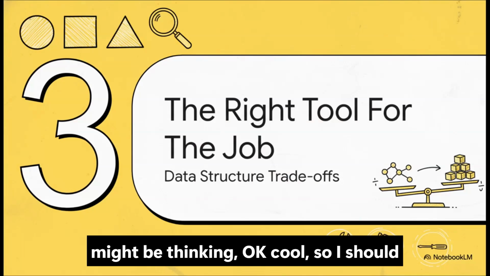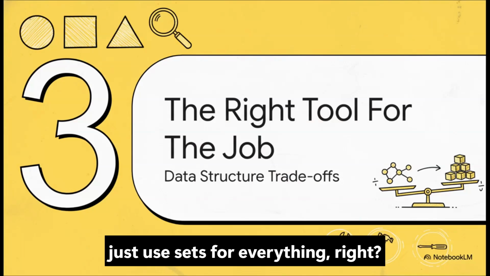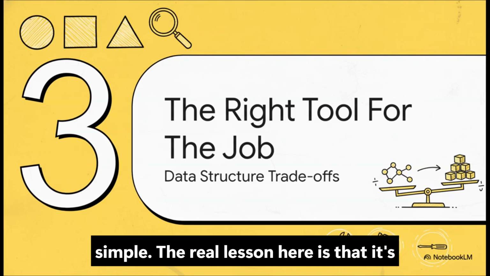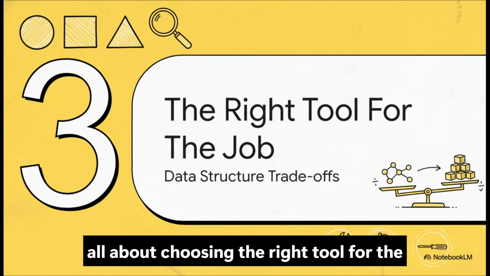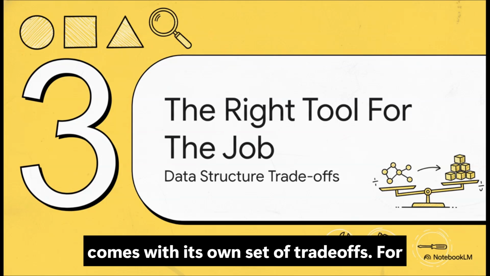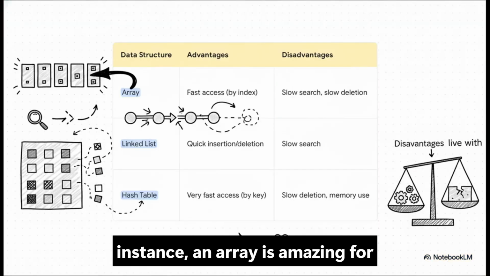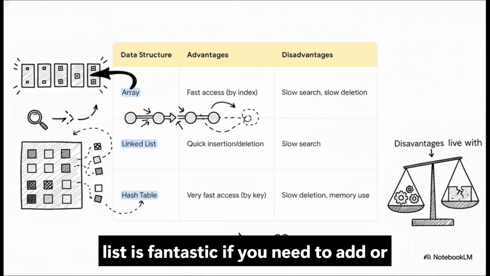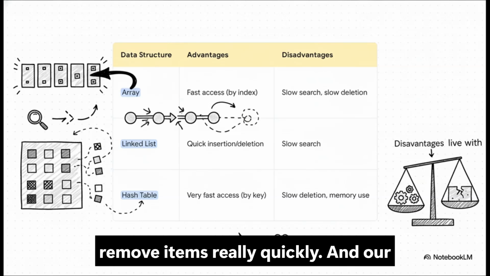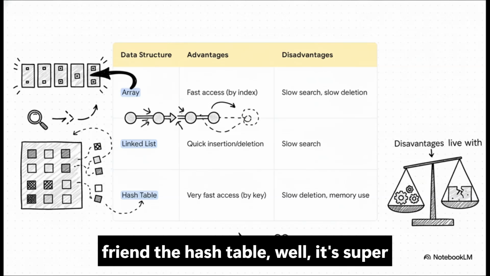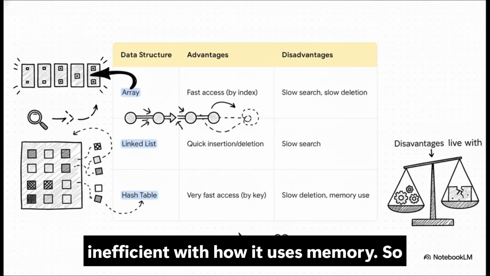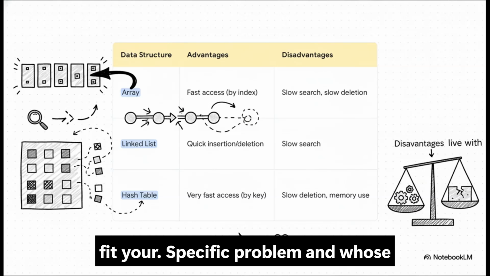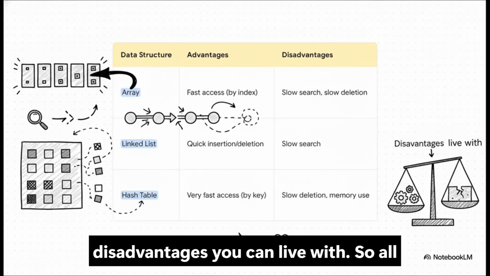Now, hearing all this, you might be thinking, okay, cool, so I should just use sets for everything, right? Well, not so fast. It's not quite that simple. The real lesson here is that it's all about choosing the right tool for the job, because every single data structure comes with its own set of trade-offs. For instance, an array is amazing for grabbing an item if you know its exact position, its index. A linked list is fantastic if you need to add or remove items really quickly. And our friend the hash table is super fast for lookups, but it can be kind of inefficient with how it uses memory. So the key takeaway is this: you have to pick the data structure whose advantages fit your specific problem and whose disadvantages you can live with.